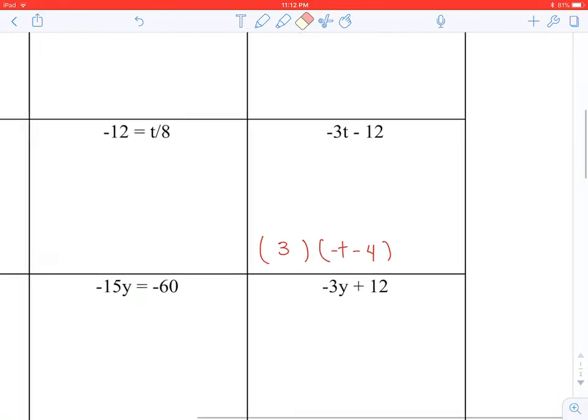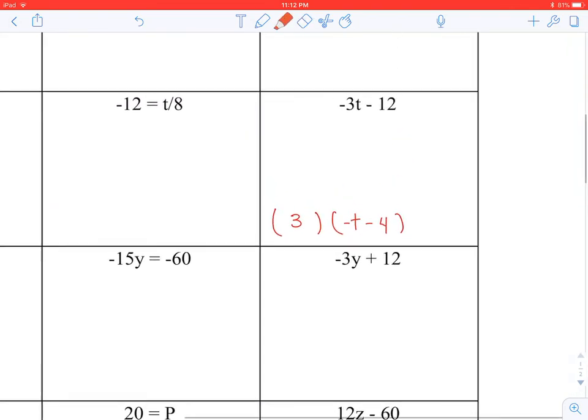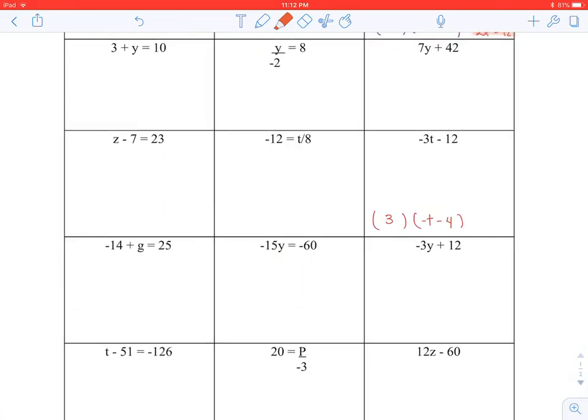I wanted to do that one because of the negative number. And so I'm going to let you do the rest. The following one is the same as the one we just did, except it includes an addition sign, but just make sure you are watching that negative.